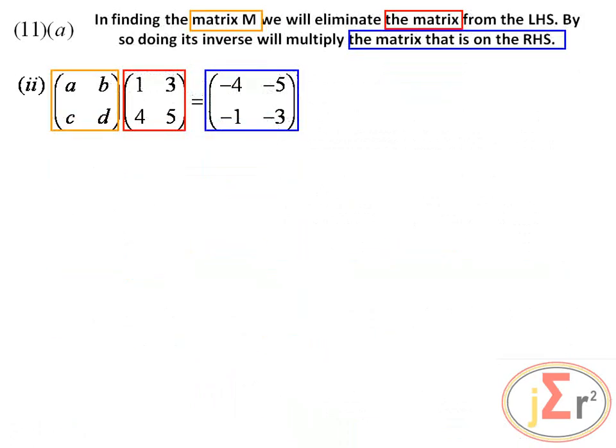Here we have the original problem. In finding the matrix M, we will eliminate the matrix from the left hand side. By so doing, its inverse will multiply the matrix that is on the right hand side. The inverse of which one? The inverse of this matrix.